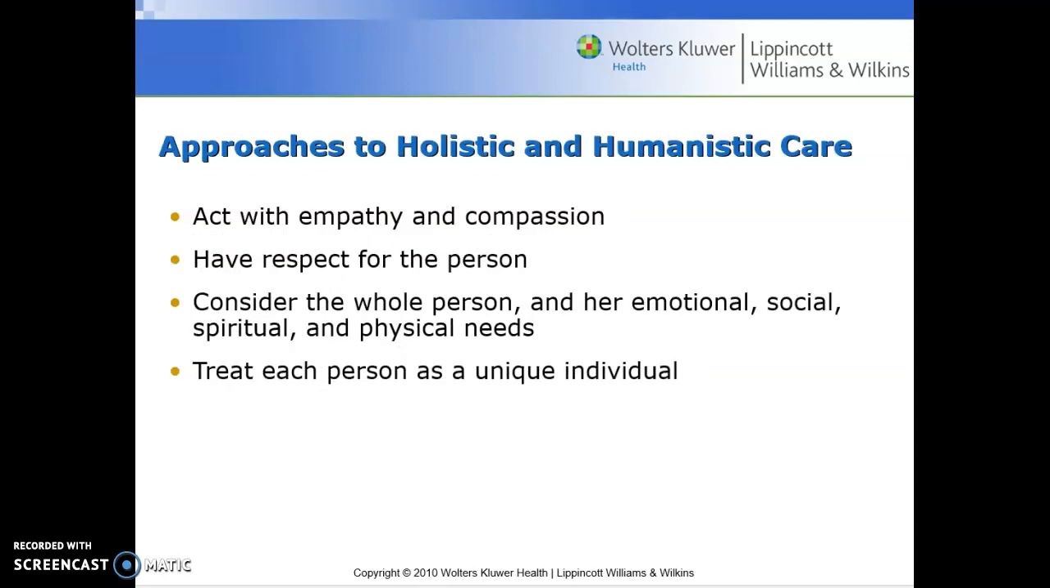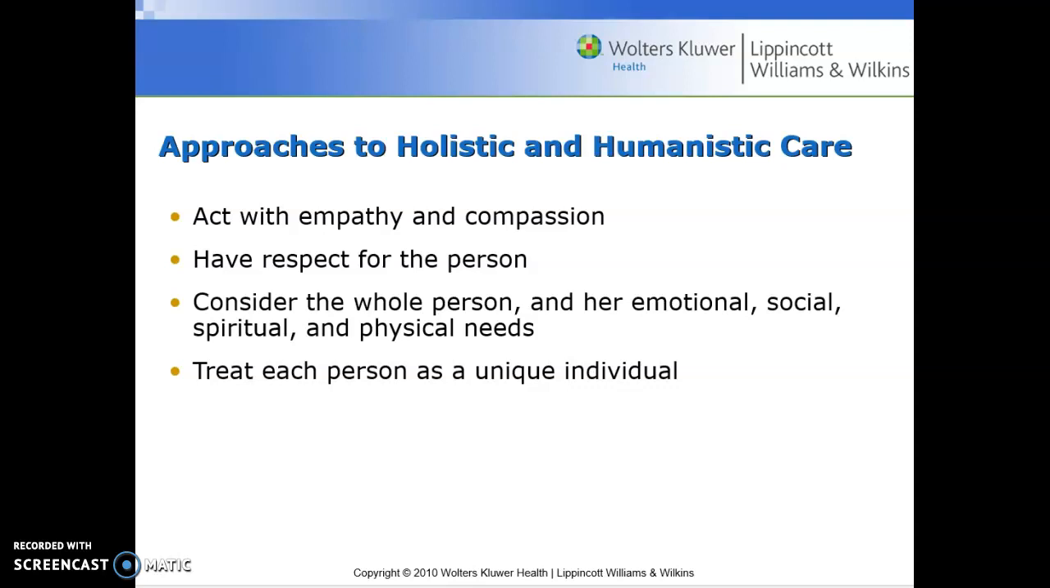Now we're going to talk about holistic and humanistic care. Holistic, humanistic care is described best by considering the patient's emotional, social, and spiritual needs as well as their physical needs. So holistic and humanistic care involves acting with empathy and compassion, having respect for the person. We have to consider the person as a whole. We consider their emotional needs, their spiritual needs, and their physical needs. Each person is treated uniquely here.